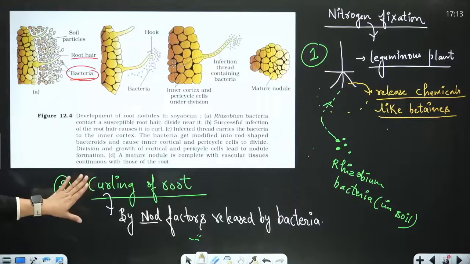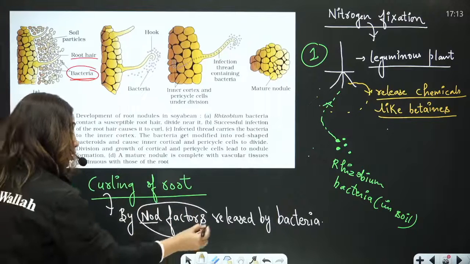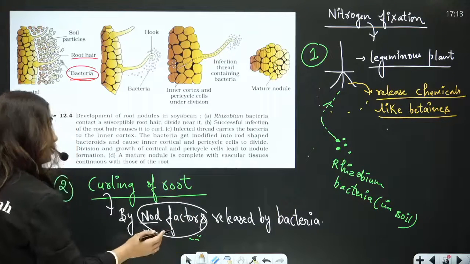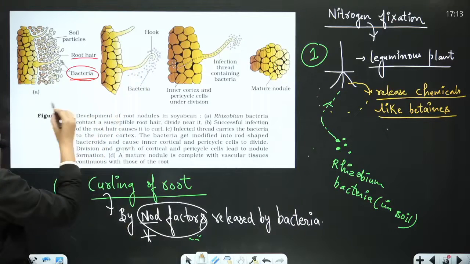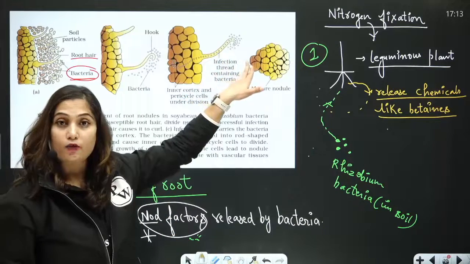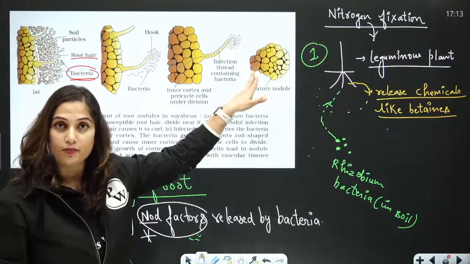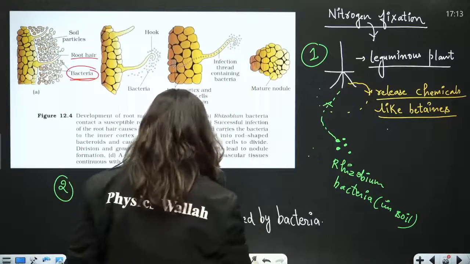Bacteria releases certain factors called nod factors, and these nod factors curl the root. This is called curling of the root. Then what happens? The bacteria forms an infection thread. So the third step is formation of infection thread.